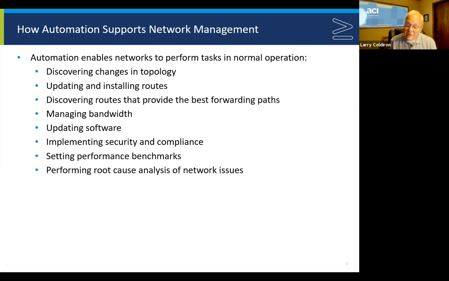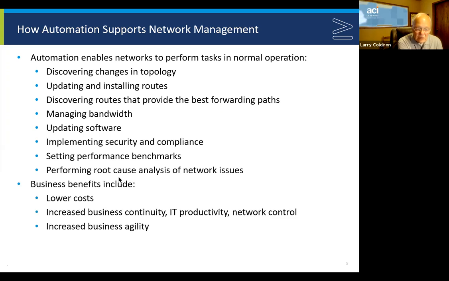Updating and installing routes. Well, we did that, but we did that one device at a time. Each individual router did the calculation. When we go to automation, we're going to have a centralized calculation for these things. Discovering routes, providing the best paths, managing bandwidth, updating software, implementing security and compliance, setting performance benchmarks, and then performing root cause analysis of network issues. All things that we can do, will do, or have the capability to do with automation.